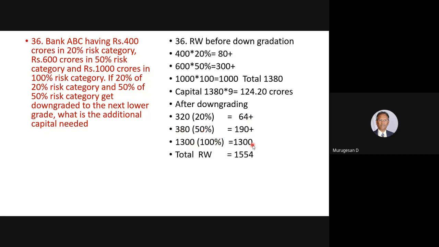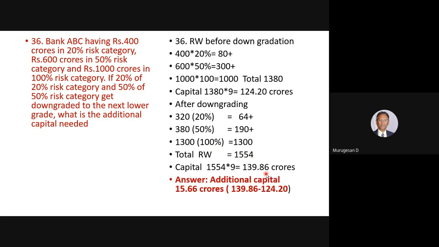So the total risk weight is 1554, and total capital is 1554 into 9%, which is 139.86. So the capital charge is that minus this: 139.86 minus 124.20 is the additional capital. Because of the downgrading of assets, the bank has to provide more capital, so the bank has to mobilize additional capital because of this exercise.